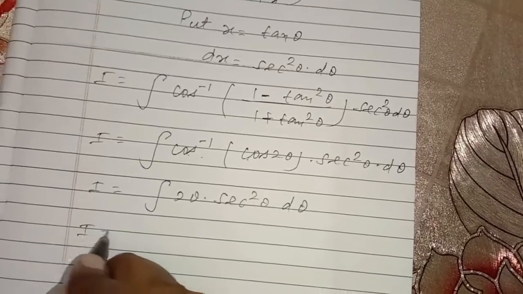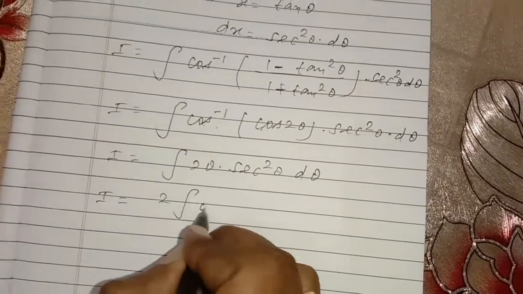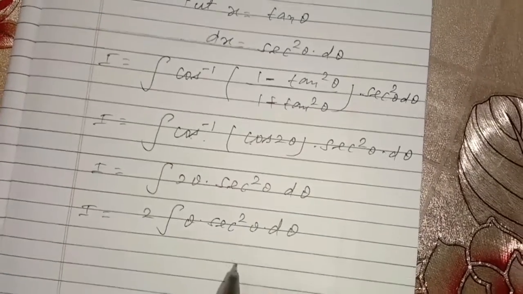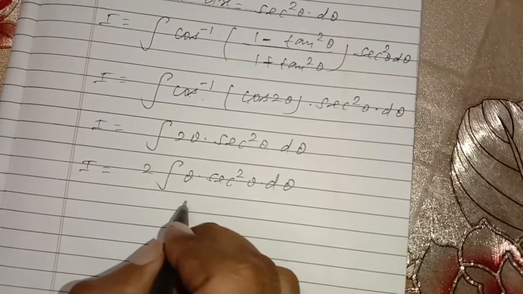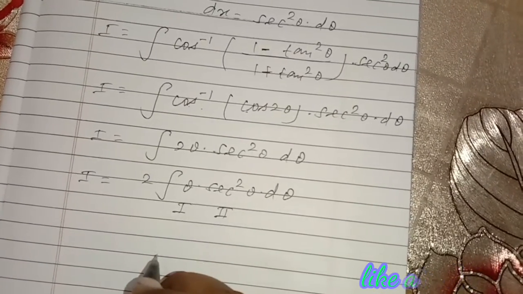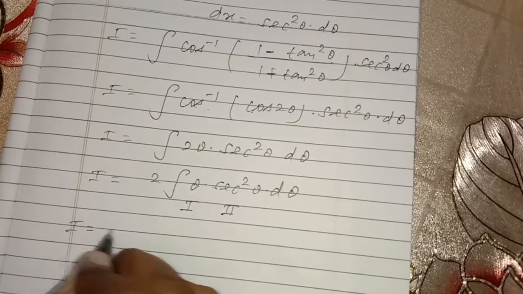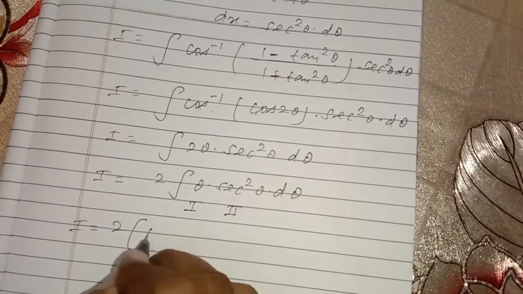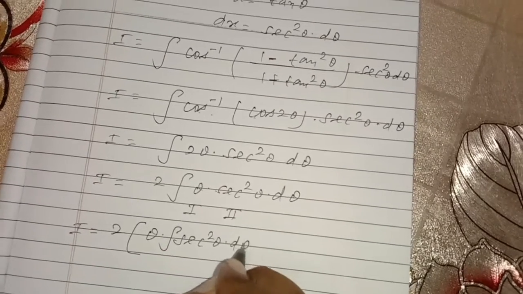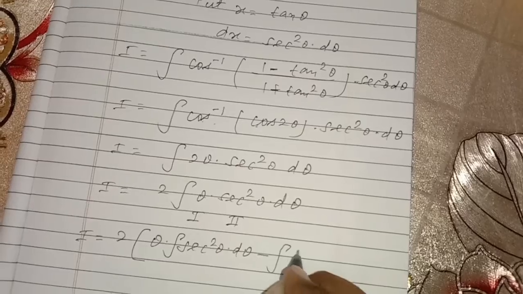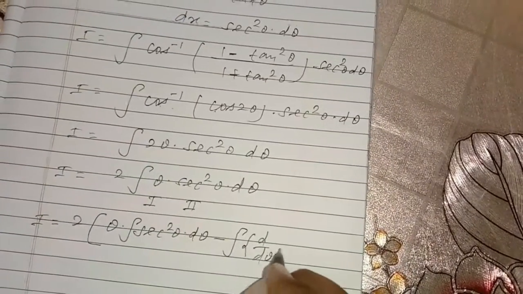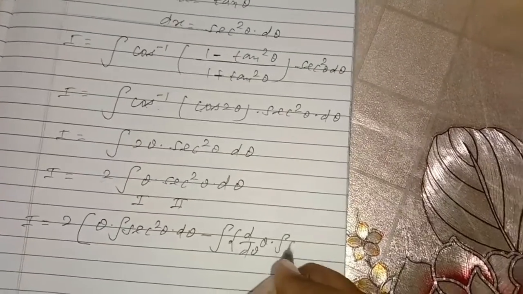Now 2 is common, so the remaining is theta into sec square theta d theta. Now integration by parts. According to ILATE, theta is the first part and sec square theta is the second part. So integration by parts: first part into integration of second part, minus whole integration of differentiation of first into integration of second.